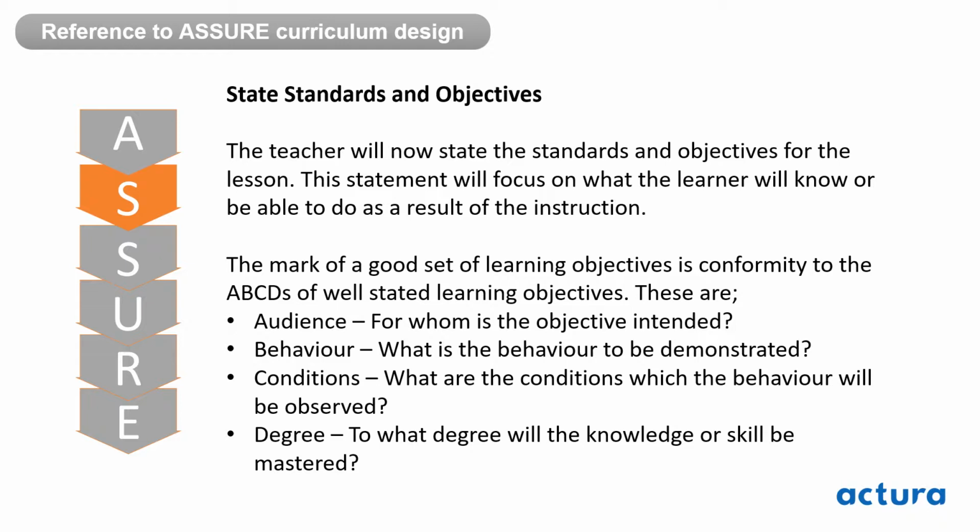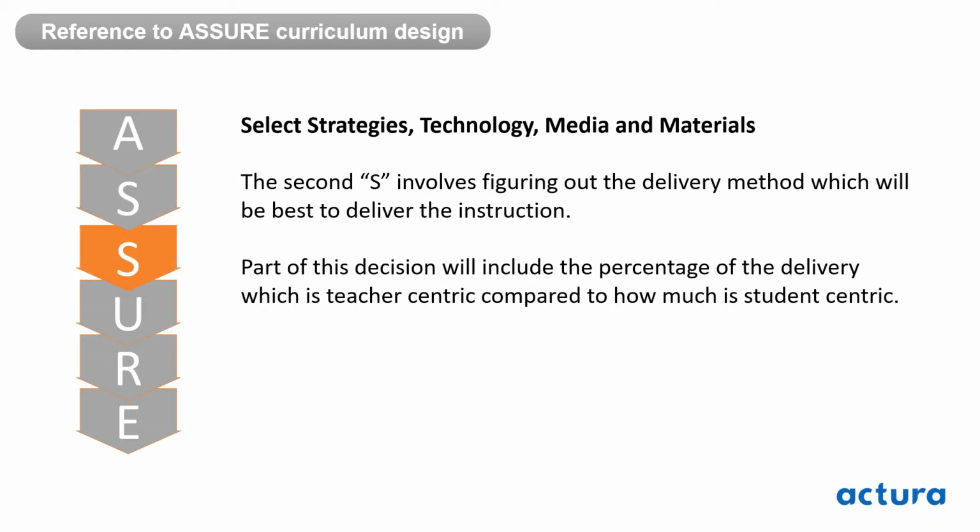The A being the audience, which we have already looked at, the B being the behavior you wish the students to demonstrate, the C being the conditions which the behavior will be observed in, and the D being the degree the knowledge or skill will be mastered. Addressing these four key areas will assist in creating clear standards and objectives for your lessons.